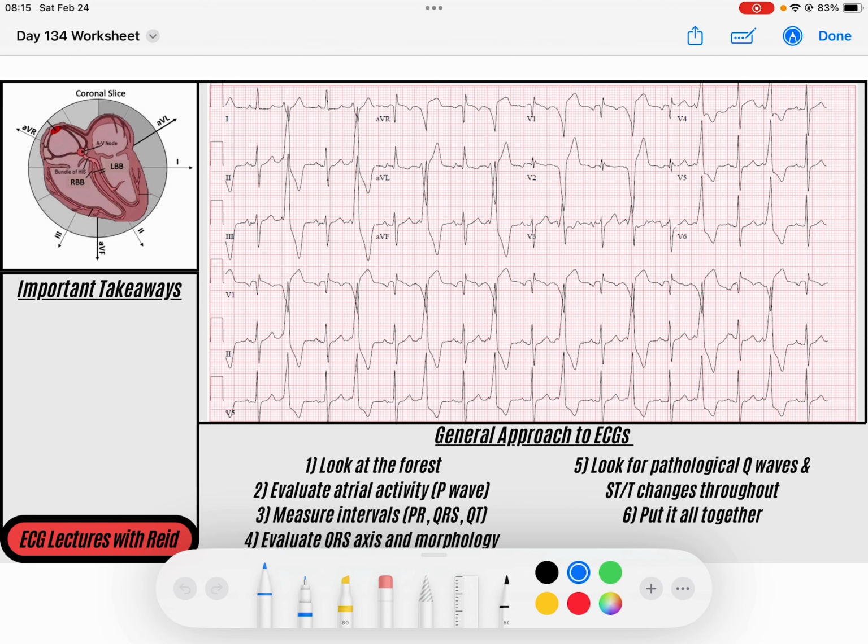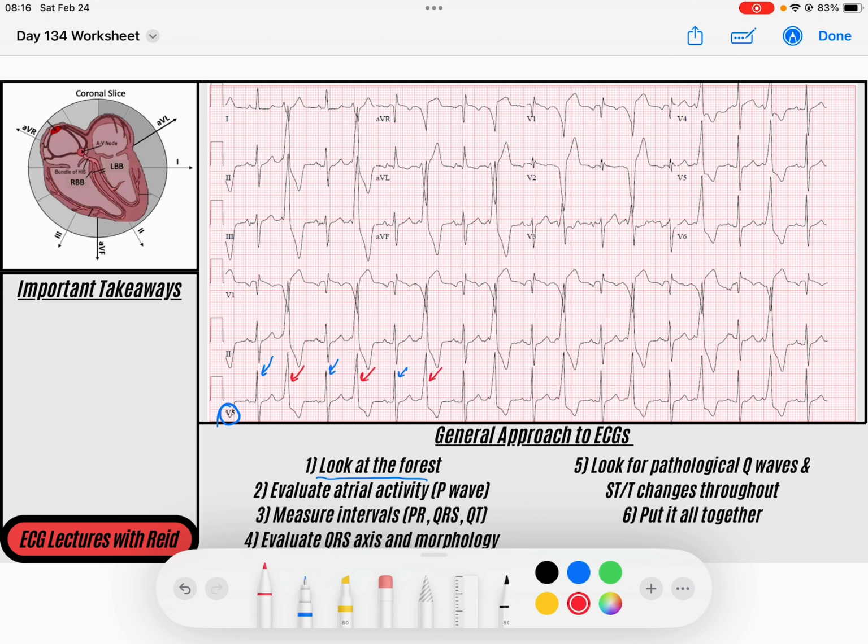Kind of looks crazy, but we can distill it down to something a little bit more simple. So the first thing we're going to do is look at the forest and get an idea of what we think is going on. I look down here at this V5 rhythm strip, and what I see is a normal, narrow complex rhythm that has in between it these early wide complex beats, right? So we alternate from normal, narrow complex to wide complex, right?